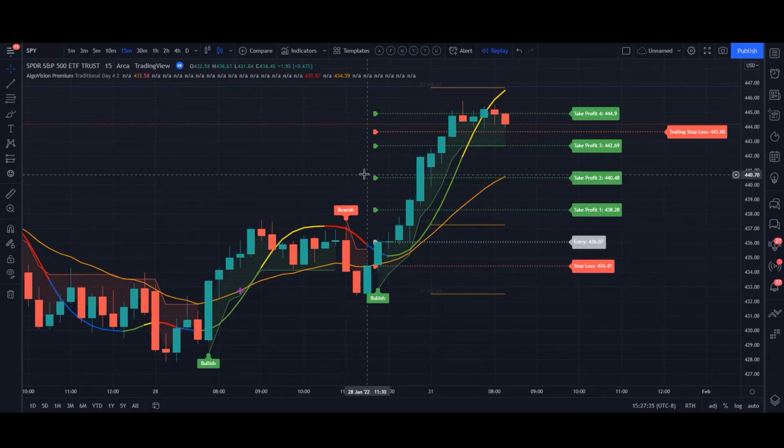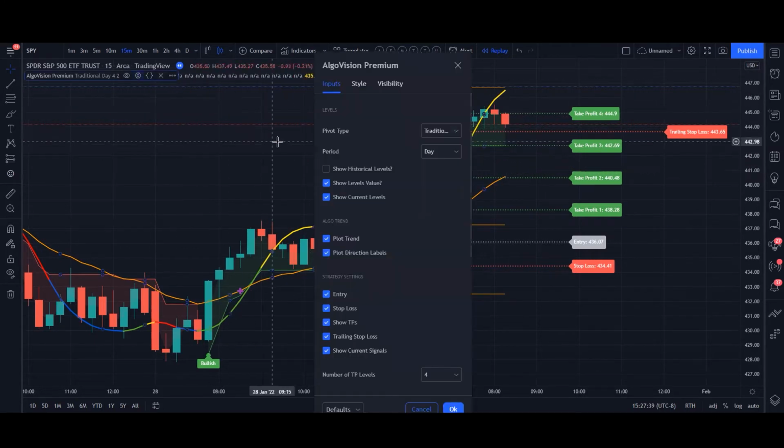The plot trend is by default selected, but you can remove it by going into the settings tab over here and unselecting from plot trend. And if you don't want the plot direction labels, you can also deselect on those as well. And the plot direction labels themselves by default are off.